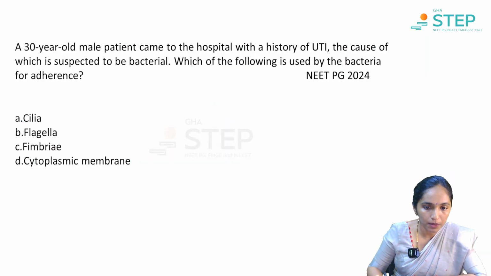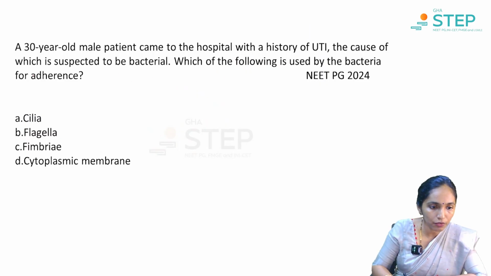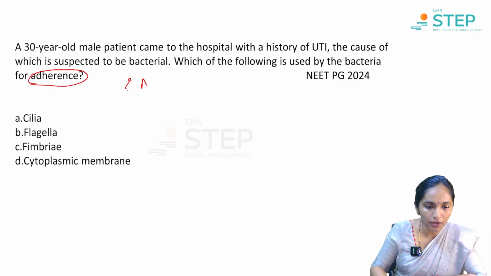A 30-year-old male patient presented with a history of UTI, the cause of which is suspected to be bacterial. Which of the following is used by the bacteria for adherence? So that means they are asking what is the organ of adhesion. What is the organ of adhesion in bacteria?